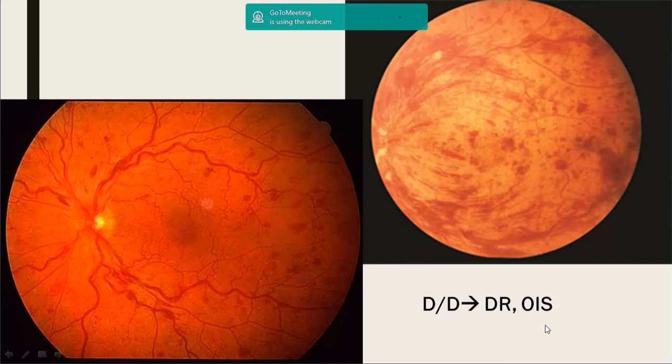And ocular ischemic syndrome also has multiple hemorrhages present, but they're present only in the mid-periphery area and not in the entire retina like seen in this picture. So this is how you differentiate between an ischemic CRVO and a non-ischemic CRVO. And this is a splash tomato appearance like you see in this picture.